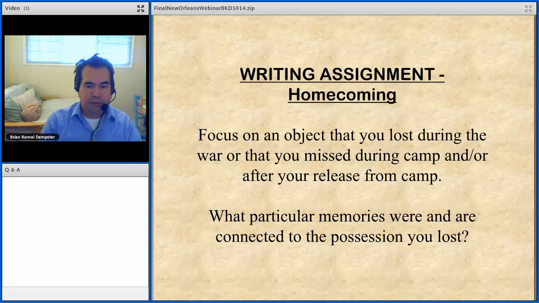So I wanted you all to be able to see an example of a writing prompt that I gave the writers who are in those anthologies I just described. This one is, focus on an object that you lost during the war, or that you missed during camp, or after you're released from camp. What memories are connected to the possession you lost? And referring back to My Dog Tenny and the story by Marianne Furuyuchi, that's an example of what would have emerged from such a prompt. So in this case, it would be a family pet. But in other cases, it was a piano, it was a bicycle.